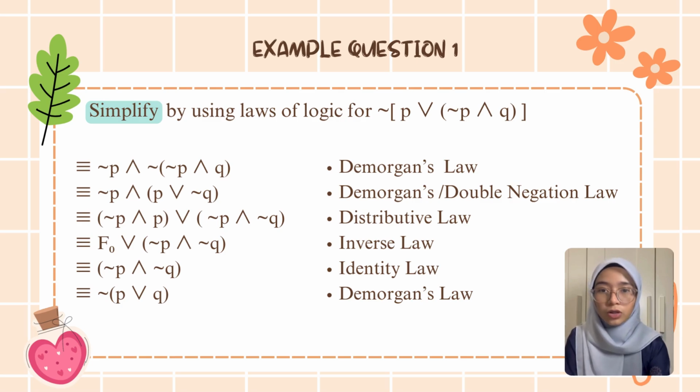Next, there is negation P and P, so we can apply the inverse law and it will become false. It's a contradiction. Or negation P and negation Q. And we can apply the identity law, since there is false and the symbol is or. It will become negation P and negation Q. So lastly, we can simplify it using De Morgan's law. So it will become negation P or Q.